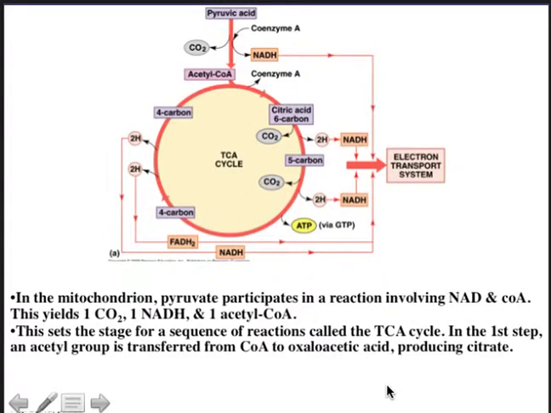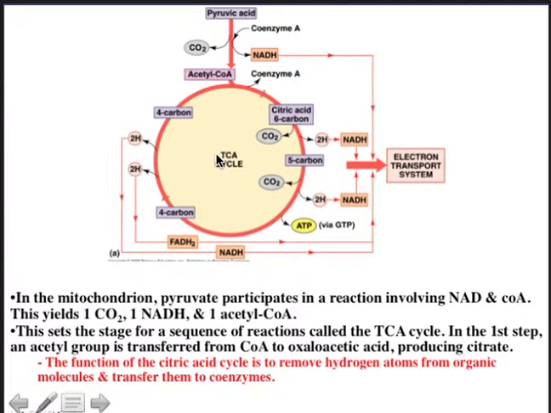This sets the stage for a sequence of reactions called the TCA cycle. In the first step, an acetyl group is transferred from CoA to oxaloacetic acid, and this produces citrate. And this is where the cycle gets its name from. Citrate is the anion of citric acid. TCA stands for the tricarboxylic acid cycle or the citric acid cycle. The Krebs cycle is also used as a description of this biochemical pathway. So you've got 3 names for the same set of biochemical reactions.